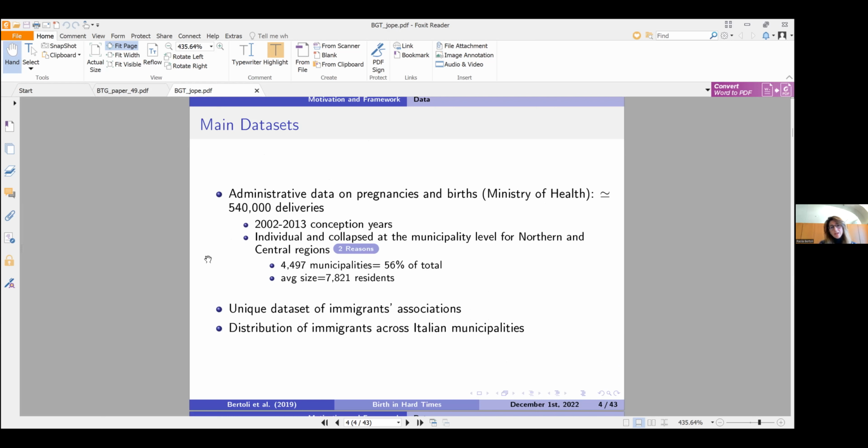This is our main data set and the one that we will use to compute our outcomes of interest. We also have some secondary data sets, in particular on the distribution of immigrants across Italian municipalities. And we also reconstructed the presence of immigrants' associations in the country: where they are located and the activities that they do, and also, for example, if they are meant for a specific ethnic group, or if they are just general immigrants' associations.